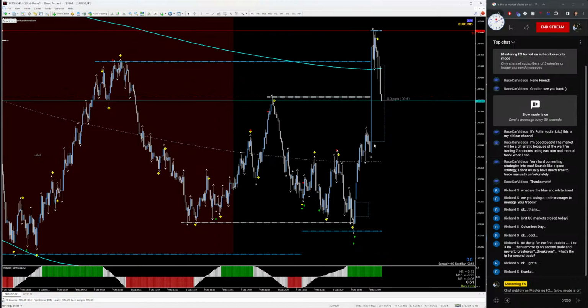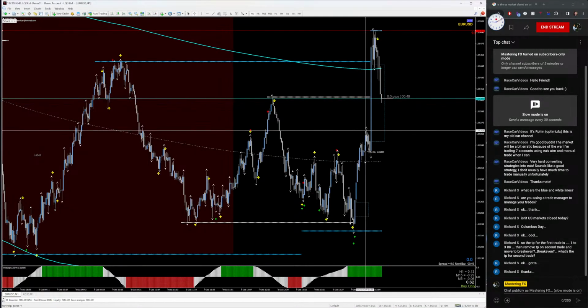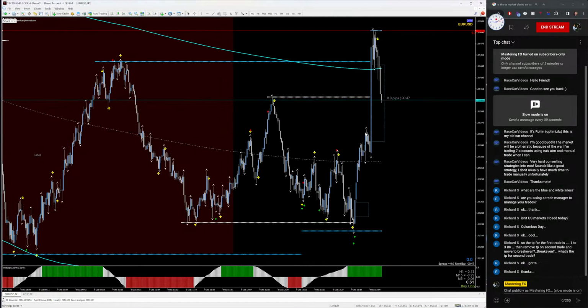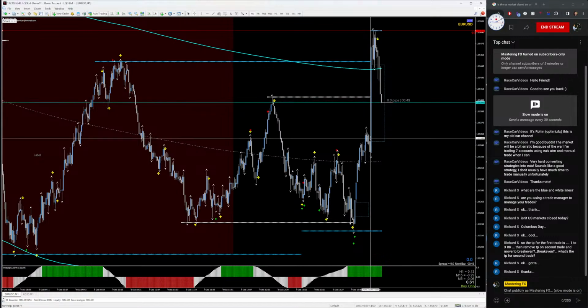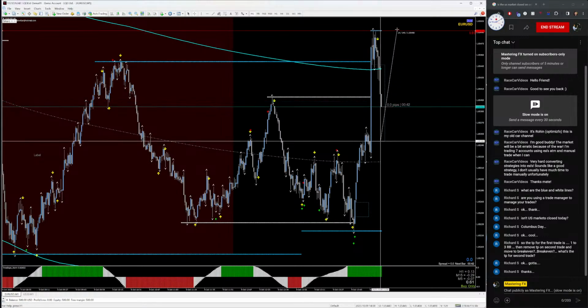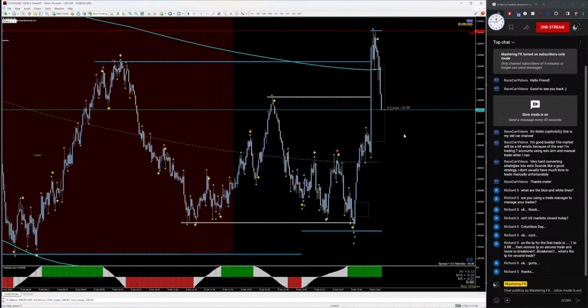This could be just a pullback to that order block here, or consolidation here, because that's where the move started. So it might come back here and then go higher. Like I said, I loosened this up a little bit, so I'm definitely gonna wait until it's white first before I consider anything here.